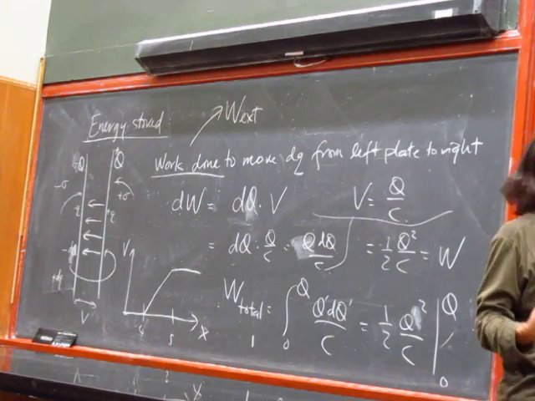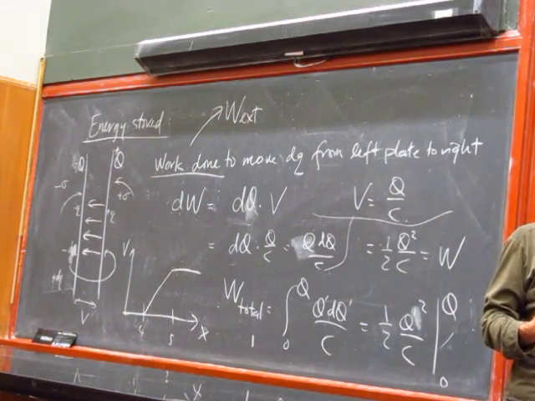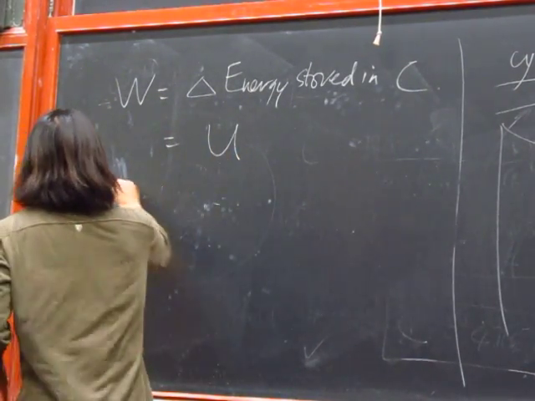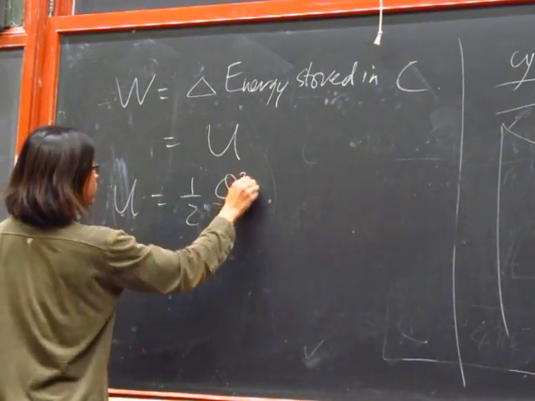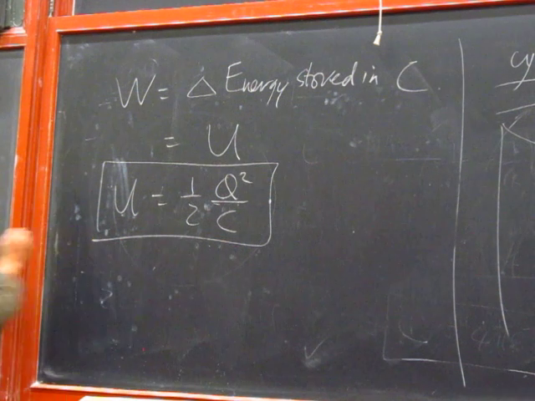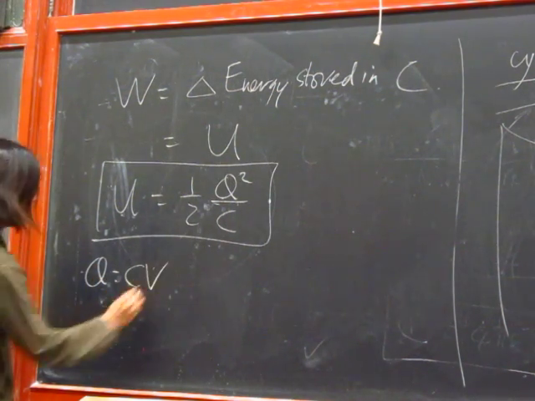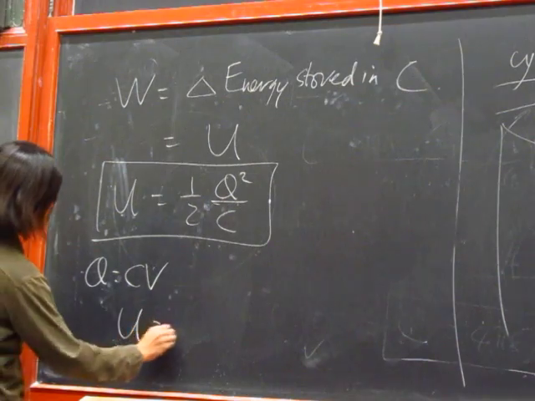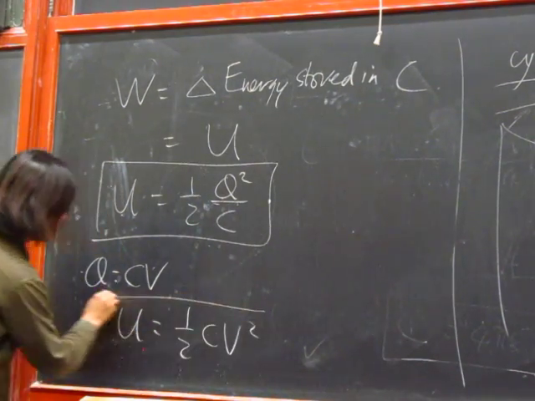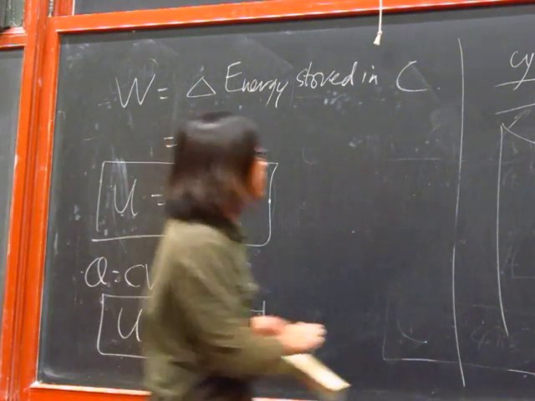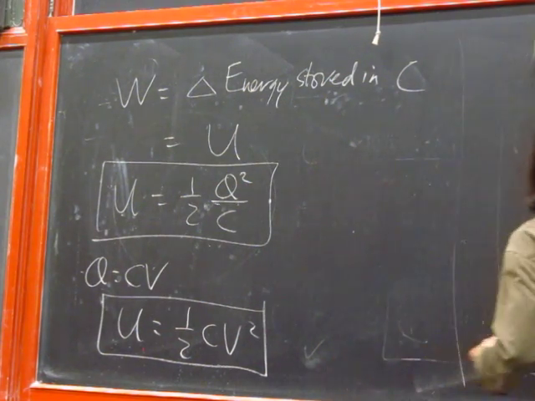So that work done has to increase the electrical energy. This becomes just U because the initial energy is 0. So U is just 1/2 Q squared per C. Sometimes it's also expressed, because Q is equal to C times V, as U equals 1/2 C V squared.